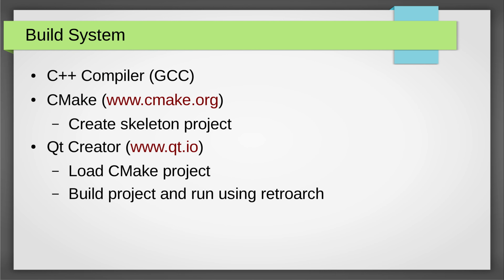So first, what does our build system consist of? First we need a C++ compiler. On my PC that is GCC, that's already installed with the distribution. We will also be using CMake to create our make files, and we will be using Qt Creator to load our CMake project and to build our project and run it using RetroArch. If any of these tools are not installed on your system, you need to install them now because we will be using them in a moment.